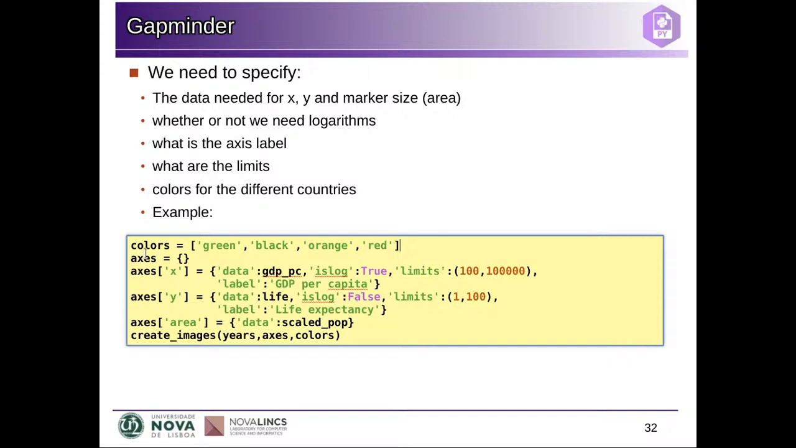And now we're going to create this dictionary, which for the x-axis, we're going to use as data the per capita gross domestic product of our 4 countries.